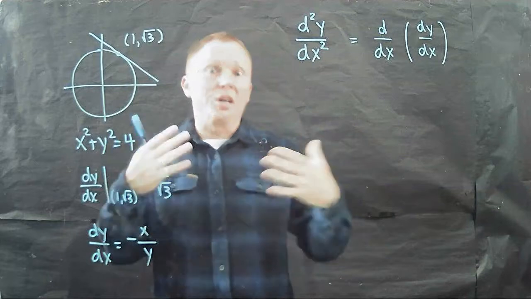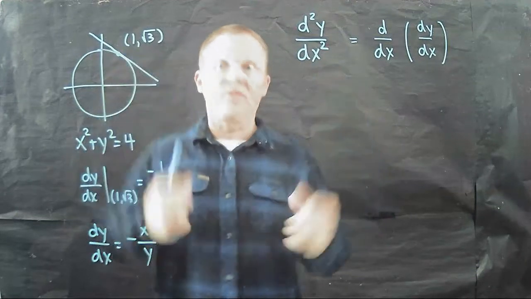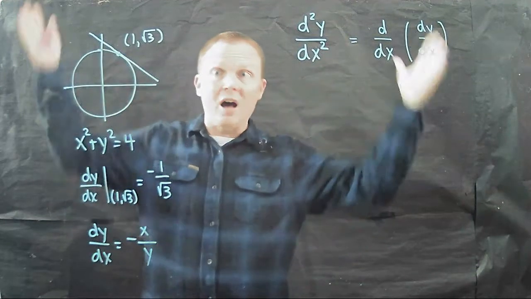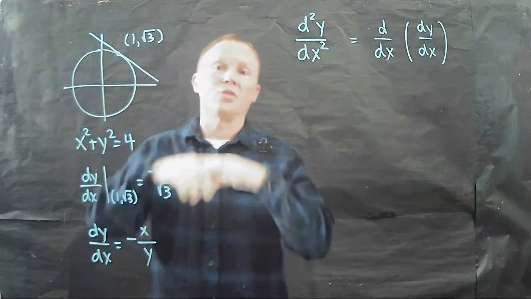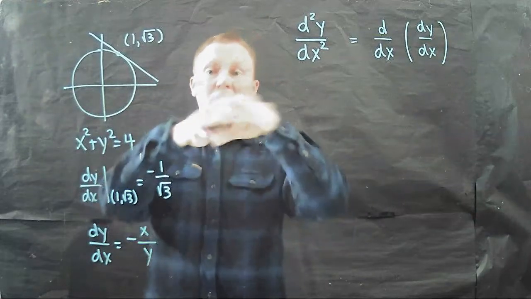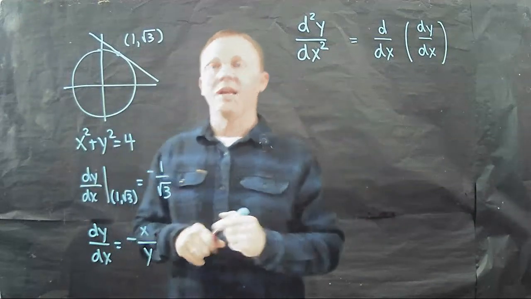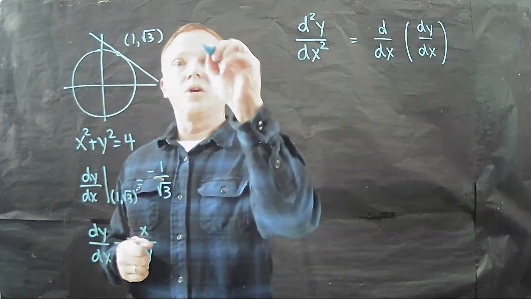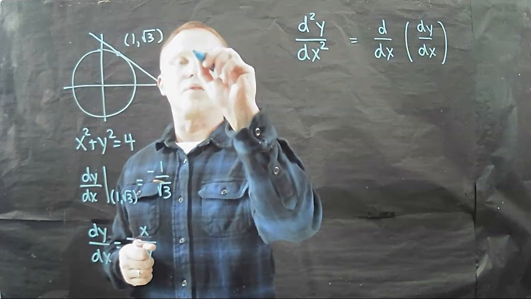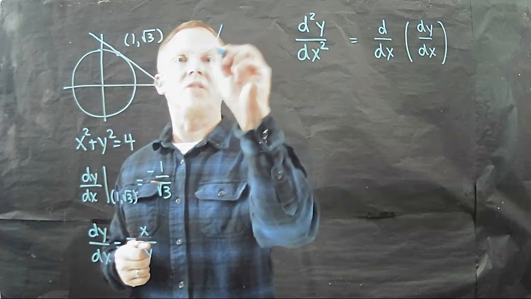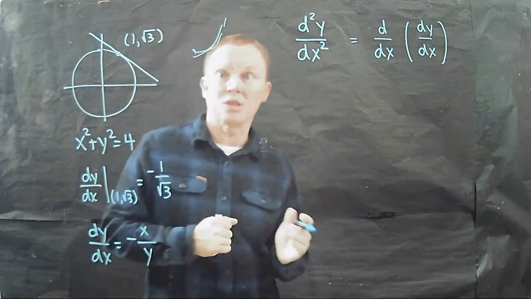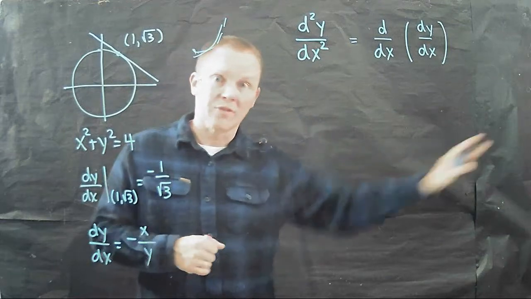When the second derivative is positive, your curve is concave up. And when your second derivative is negative, your curve is concave down. Meaning that when your second derivative is positive and you're concave up, tangent lines are getting steeper, getting bigger slopes as you move left to right.